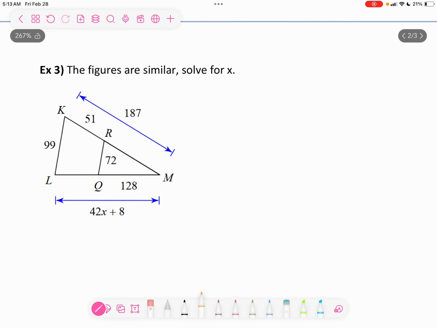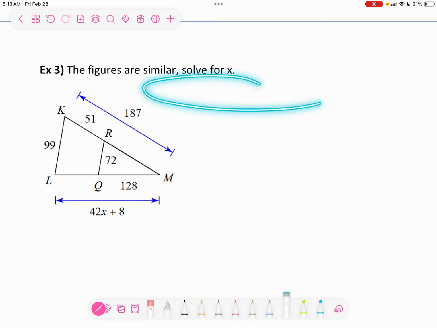So look at example 3. This is one you need to be really, really careful on, and I'll show you why. Again, there is no similarity statement here, right? You need to just look at the triangles. It's one inside the other, and find your corresponding sides.